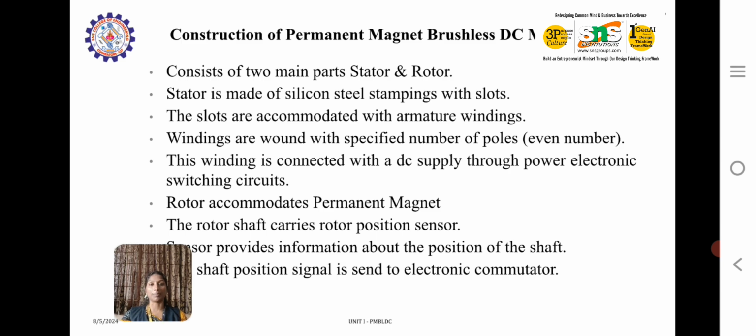The rotor accommodates permanent magnets, and the rotor shaft carries a rotor position sensor to know the position of the rotor so that the pulse can be generated for that particular purpose. The sensor provides information about the position of the shaft, and the shaft position signal is sent to the electronic commutator. These are all the parts needed to construct a permanent magnet brushless DC motor.